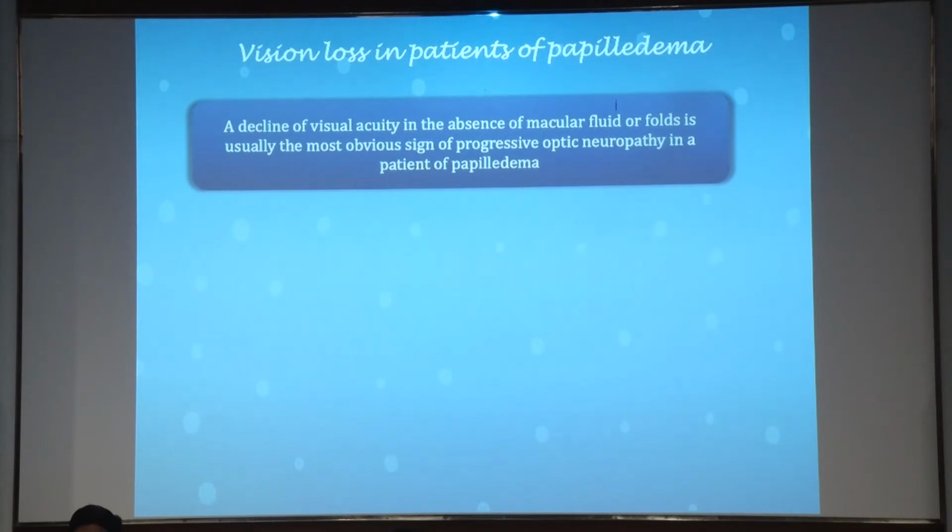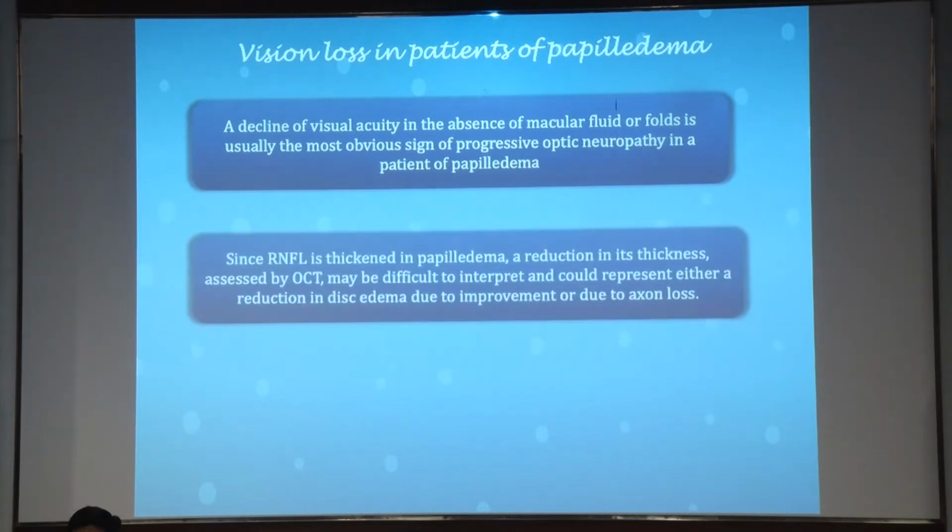Another thing that comes up in patients of papilloedema is that the patient starts losing vision. Now, one of the reasons could be that there is macular edema or macular folds present at the macular level, which can be an obvious clinical finding. But it could be that there is a reduction in the ganglion cell layer thickness, and that may be the reason for loss of vision in these patients.